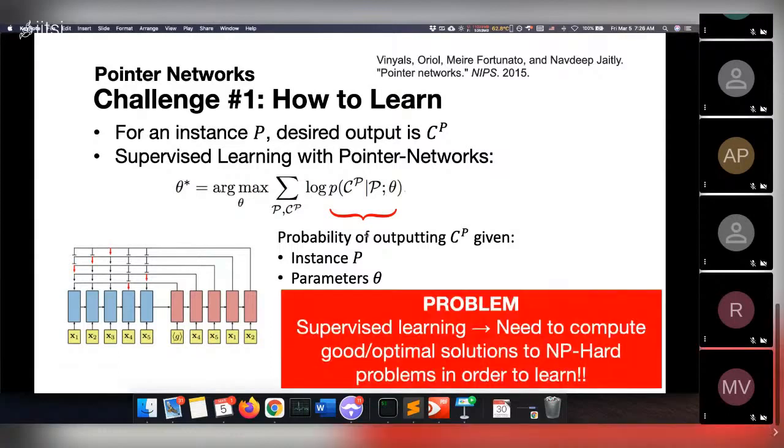Now, an issue with that is, because it's a supervised problem, you need to compute good optimal solutions to an NP-hard problem in order to be able to learn. So it's a bit of a chicken and egg situation. You're trying to learn a good heuristic for an NP-hard problem, but you need a good heuristic to be able to set up your learning task. So this can be a limitation in some cases where finding optimal solutions is just very hard.